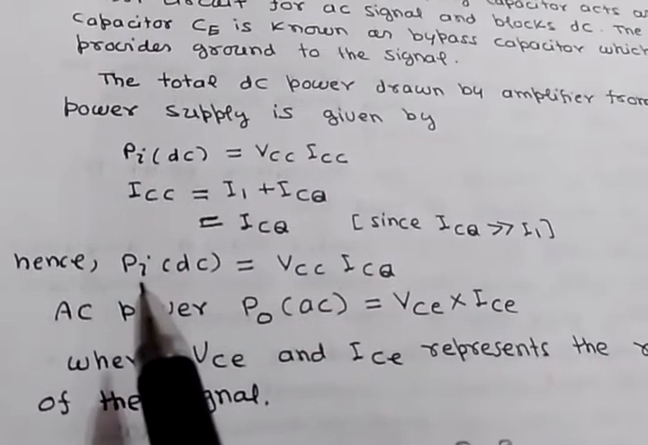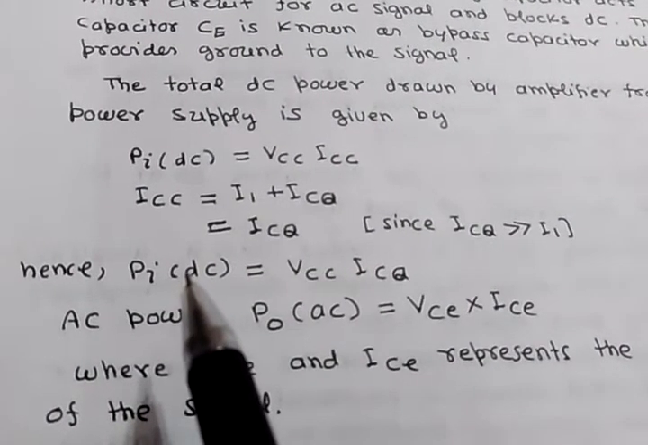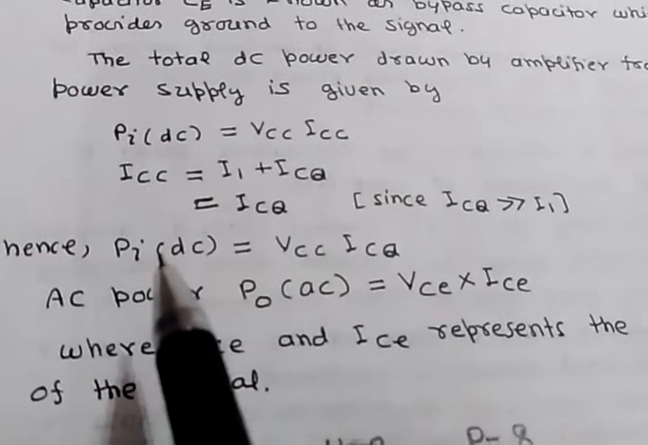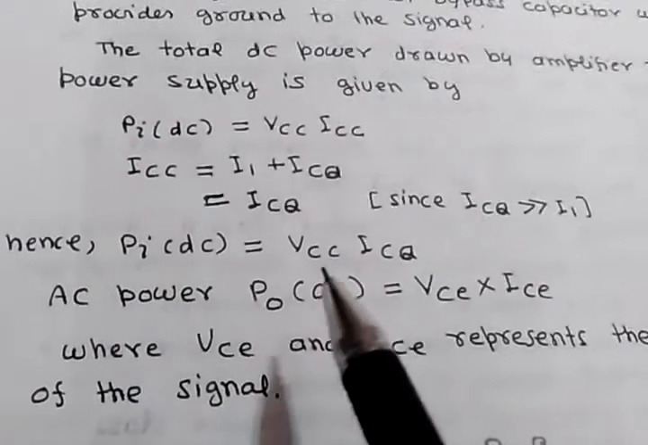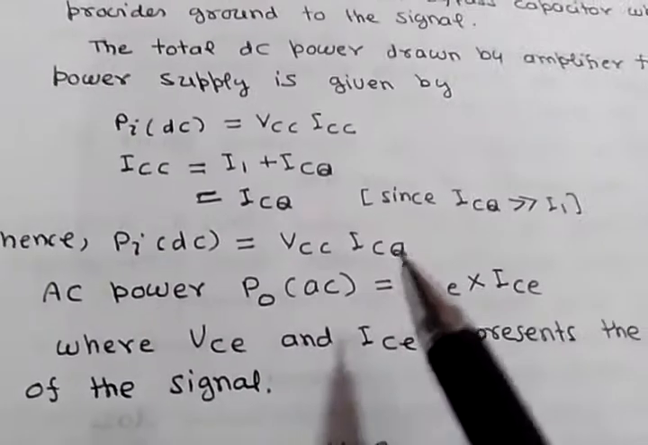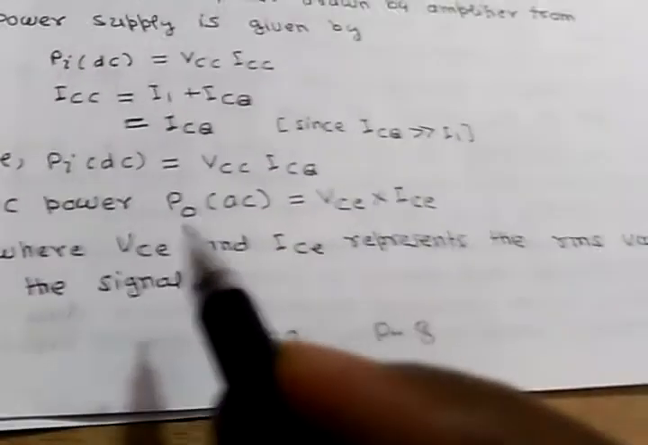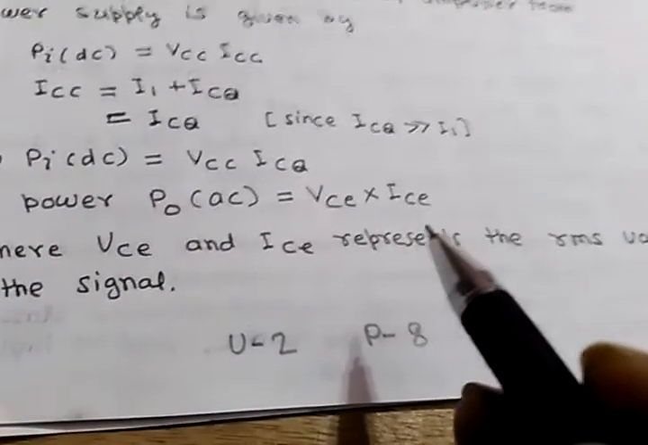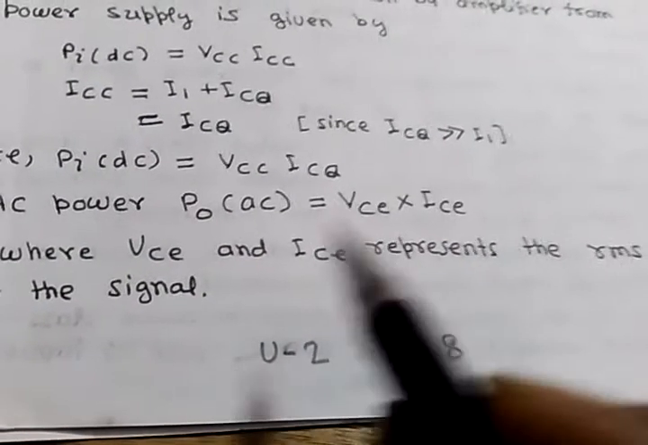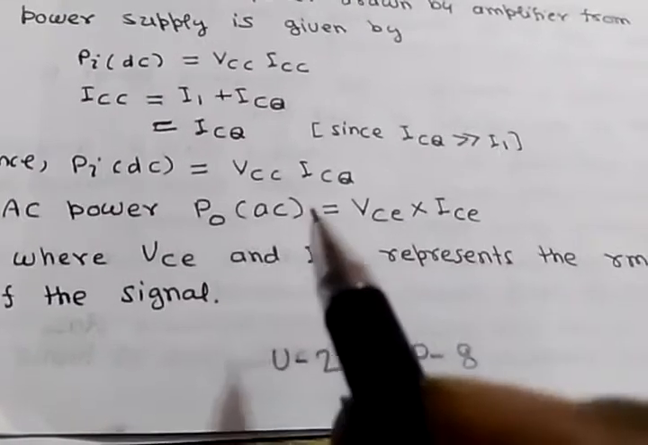We have already calculated the DC input power drawn by the amplifier from the power supply: PIDC equals VCC into ICQ, and AC output power POAC equals VCE into ICE. Now we will write the value of VCE and ICE to calculate the output power.